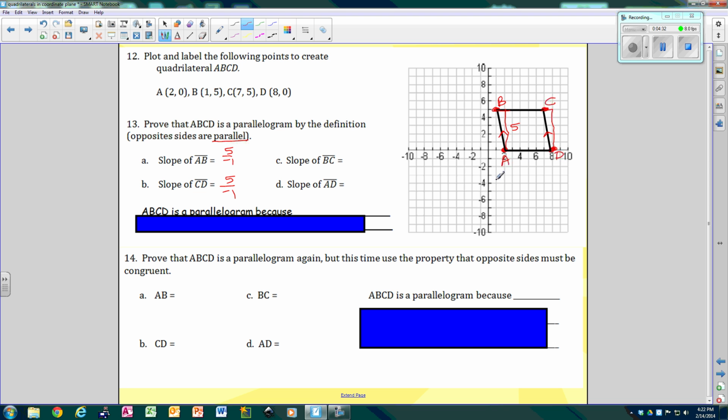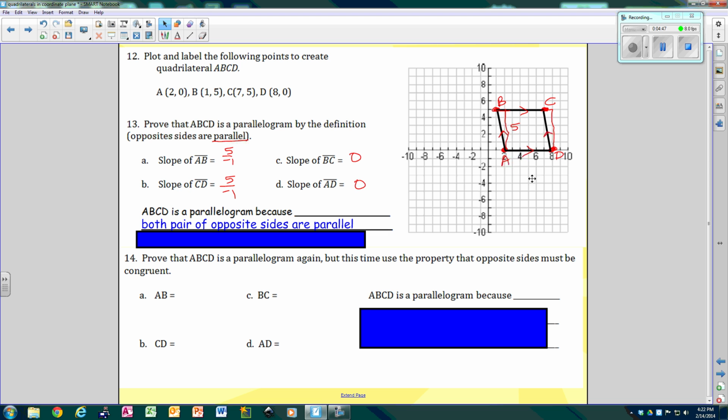Okay. Now BC. Well, since BC is horizontal, the slope is 0. And since AD is horizontal, the slope is 0. So now BC is parallel to AD. So therefore, this is a parallelogram because both pair of opposite sides are parallel.